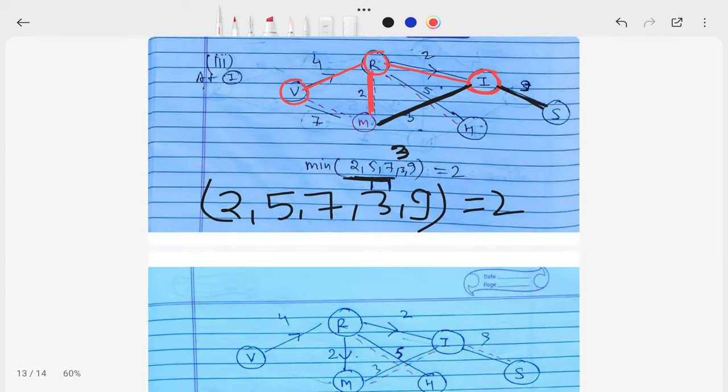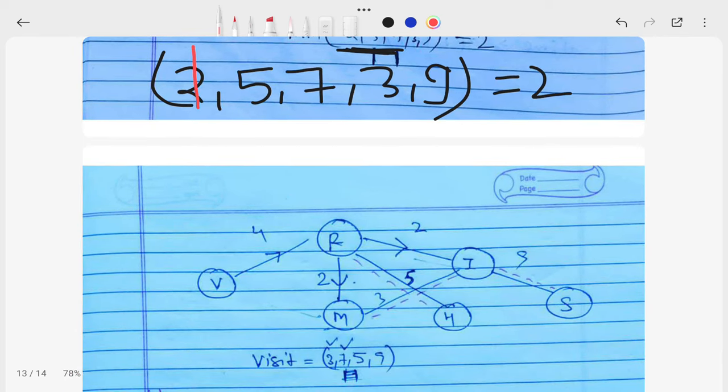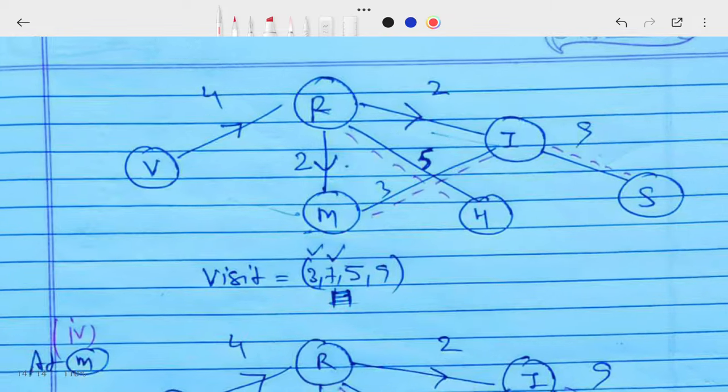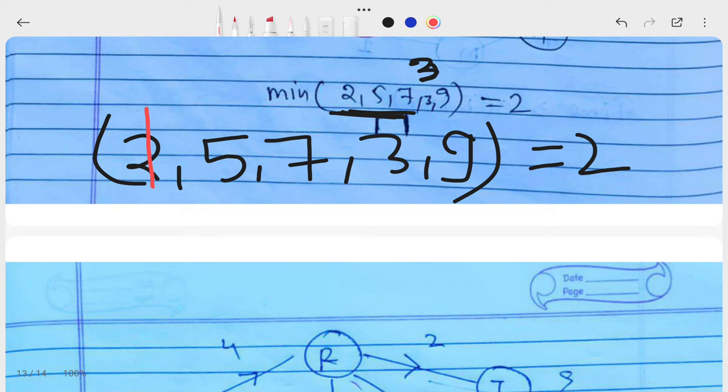Now see here. If I go this side, it means I will remove this. Okay, I will remove this, and in my visit I am writing only some data. What is this actually? Now see here. This data will come from here.